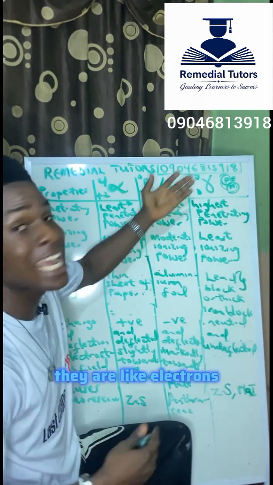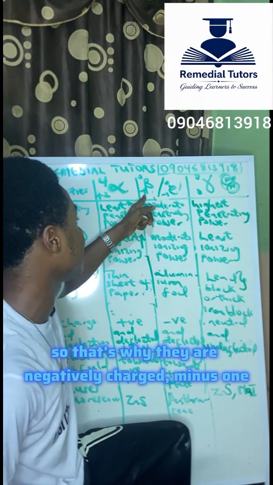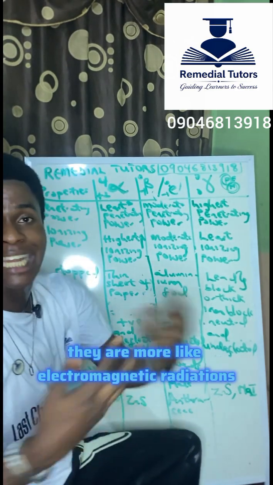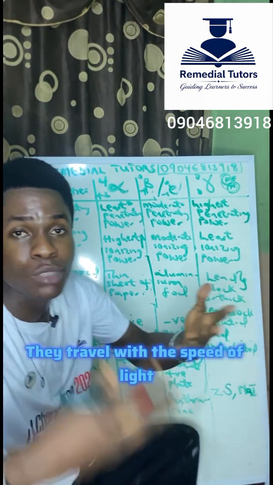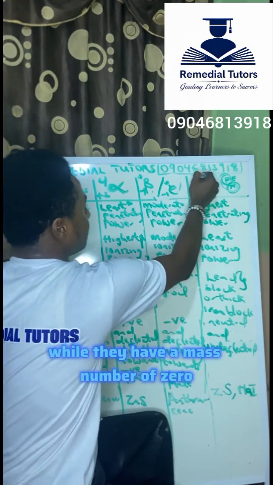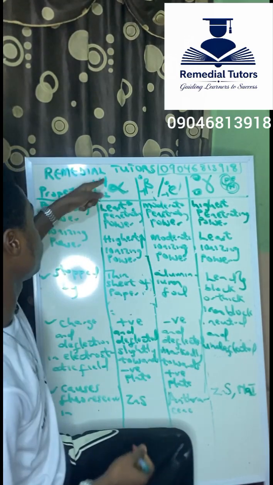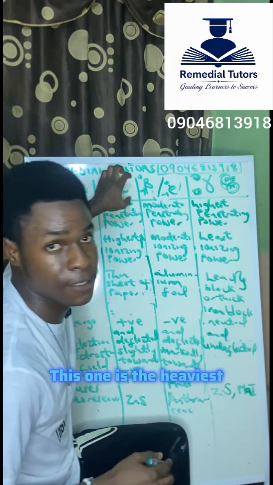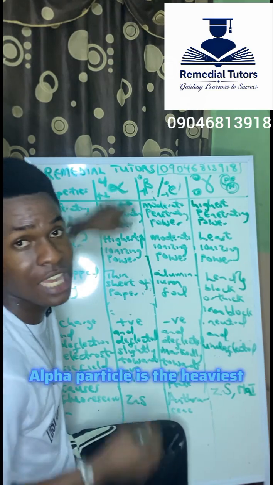While beta particles are like electrons, so that's why they are negatively charged, -1. While gamma radiation is more like electromagnetic radiation. They travel with the speed of light. So they are neutral, and they have a mass number of 0. Beta also has a mass number of 0. Alpha particle is the heaviest.